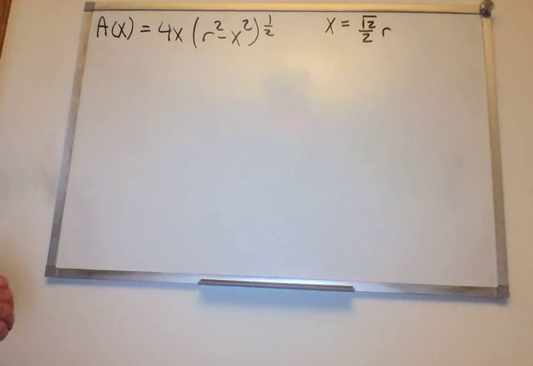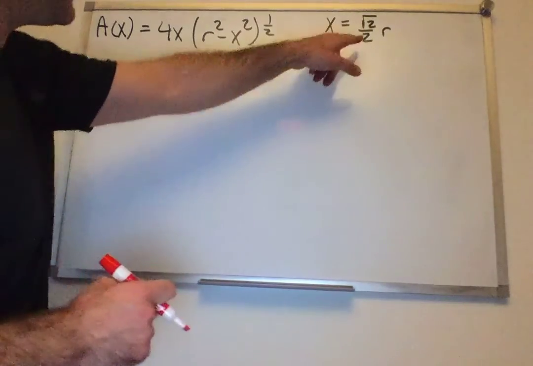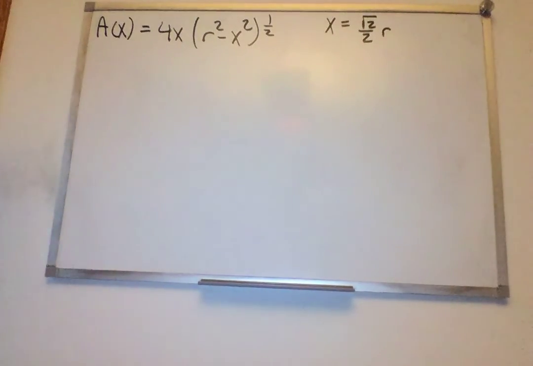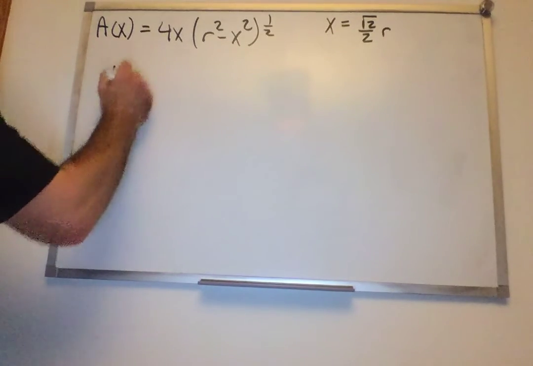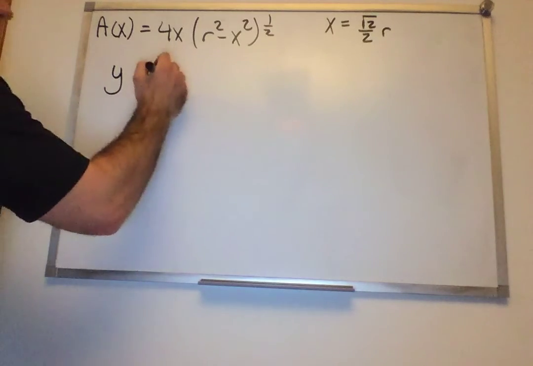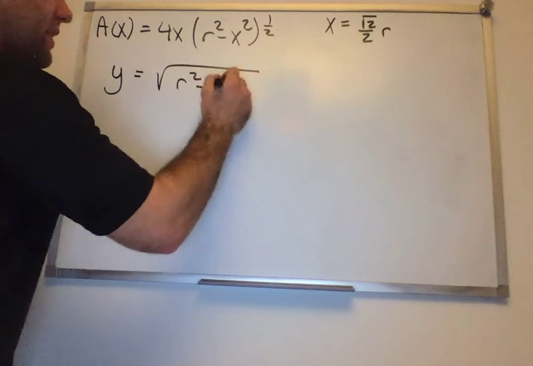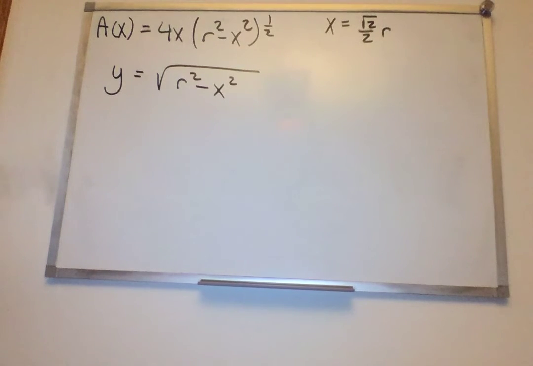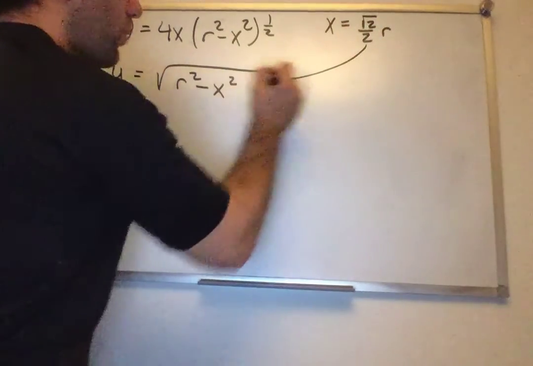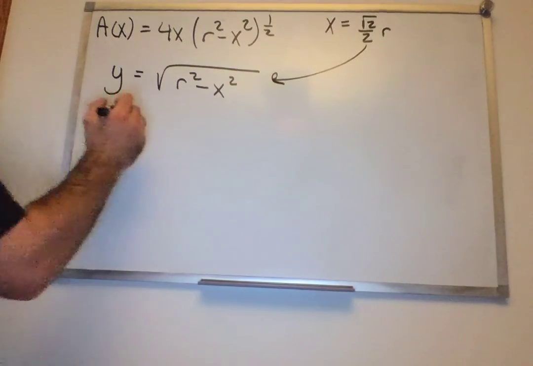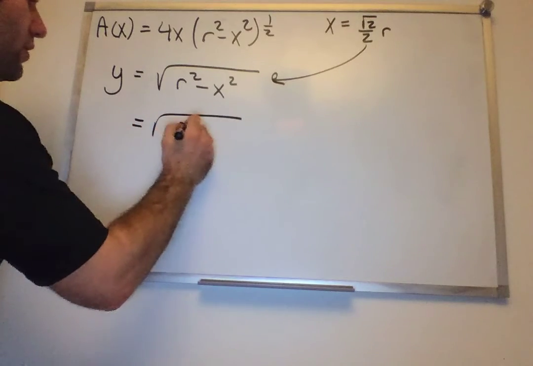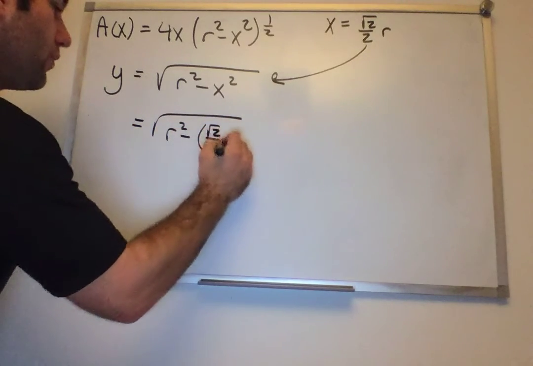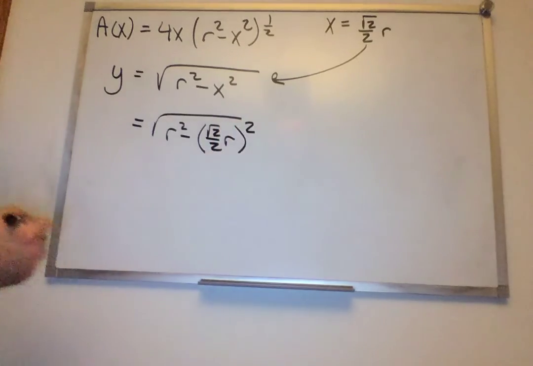In this one, we're asked to find the dimensions. Again, we need the y coordinate. If we wanted the maximum area, we could just take this, plug it in, and that would give us the maximum area. So if you recall, we had a y coordinate of square root r squared minus x squared. So all we have to do now to find this y coordinate is plug it in. Square root r squared minus root 2 over 2r, and then all of it being squared.